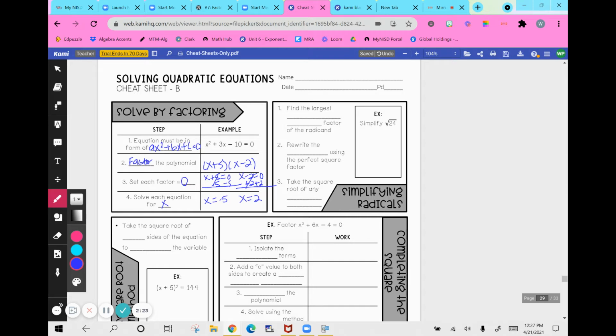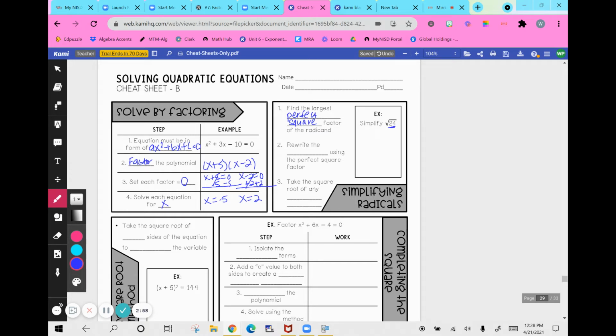Then it says find the largest perfect square. So what we're doing now is we're just simplifying those radicals, okay? So we're going to find the largest perfect square factor of the radicand, and that's the number inside the square root symbol. So again, you're looking for the largest perfect square. 25 would be 5. So I'm looking for, like, can you say 16 times something to get to 24? Because that's the next one, because that's 4 squared.